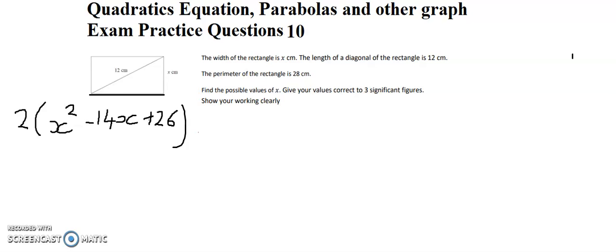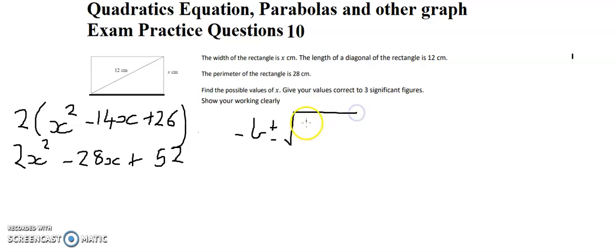Now, there's always an easier way to do this, which is the quadratic formula. So let's go back to what we originally had, which is 2x squared minus 28x plus 52, and we'll use the quadratic formula for this. With the quadratic formula, we've got negative b plus or minus the square root of b squared minus 4ac, and we are dividing it by 2a.